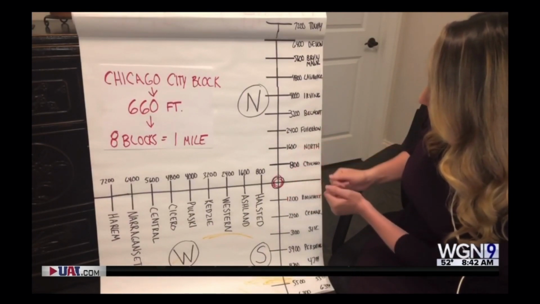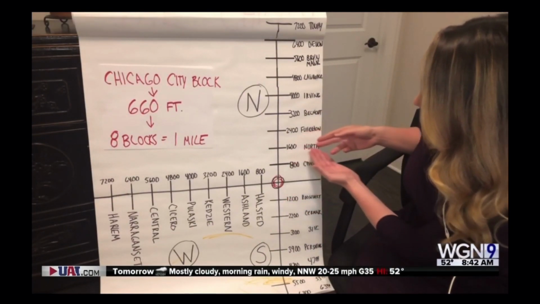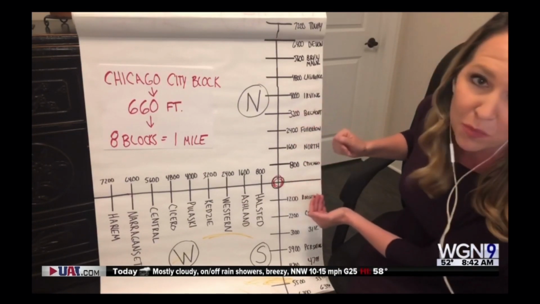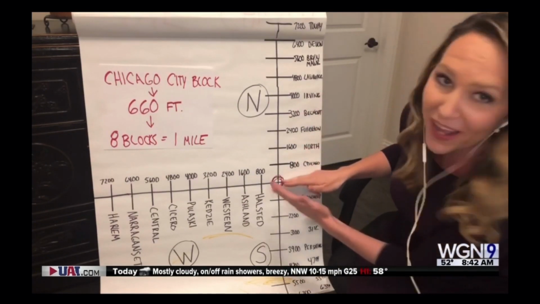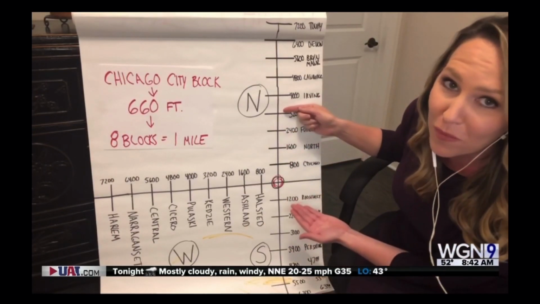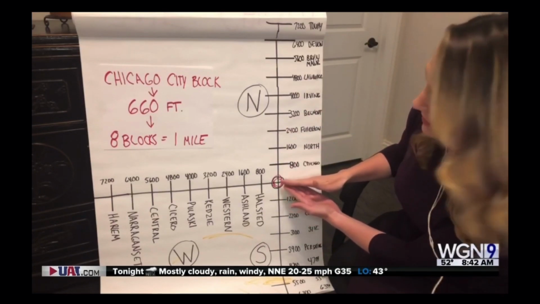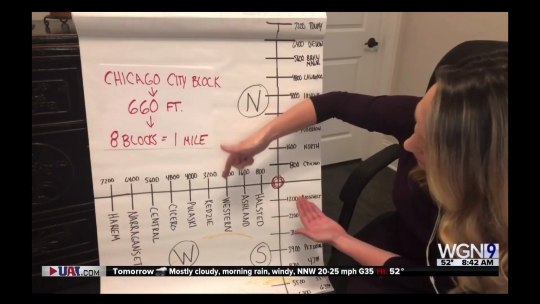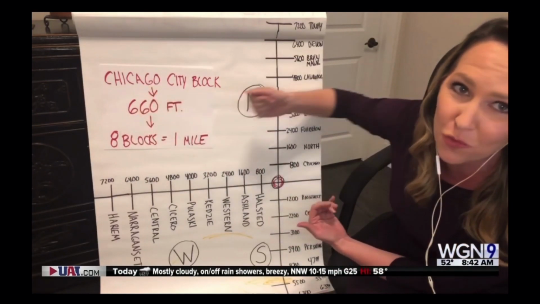So going north, for example, 800 is Chicago, 1600 North Avenue, 2400 Fullerton. So if you have to get to Belmont, you know that from State and Madison downtown, that's 1, 2, 3, 4 miles from that center point downtown. West, same thing here, 800, 1600 is Ashland, 2400 Western, and so on and so forth.